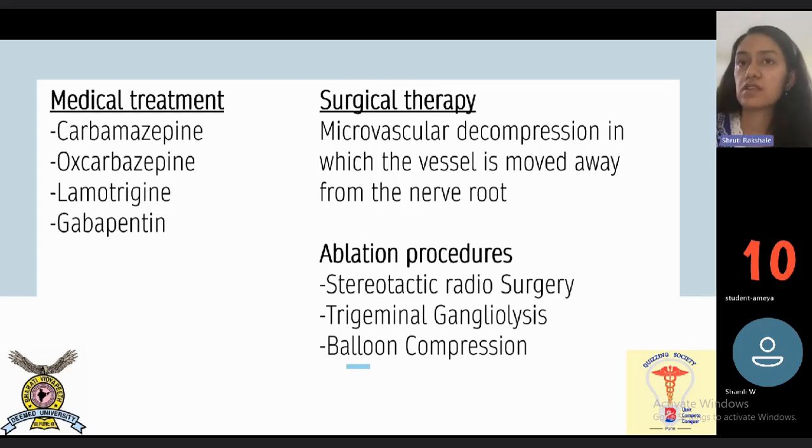Now the treatment. The management can be medical treatment or surgical treatment as well. In medical treatment, the most important drug we use is carbamazepine. Others include oxcarbazepine, lamotrigine, and gabapentin. Surgical therapy includes microvascular decompression, in which the vessel which is compressing on the nerve, as we've seen in the pathophysiology, will be moved away, so the pressure is relieved. Other procedures which can be done include stereotactic radiosurgery, trigeminal gangliolysis, and balloon compression.